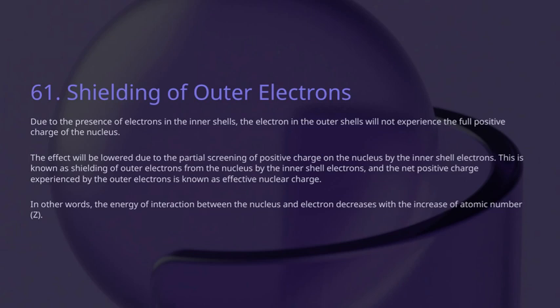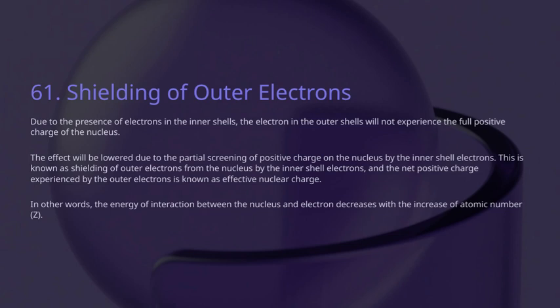Because of this shielding effect, the outer electrons don't feel the full positive charge of the nucleus. This leads us to the concept of the effective nuclear charge, which is essentially the net positive charge experienced by outer electrons after accounting for the shielding effect. So, even though the nucleus has a certain positive charge, the inner electrons reduce the pull felt by the outer electrons. As a result, the presence of electrons in the inner shells means that the outer shell electrons are not experiencing the full attraction of the nucleus.